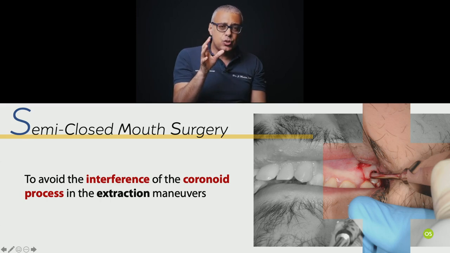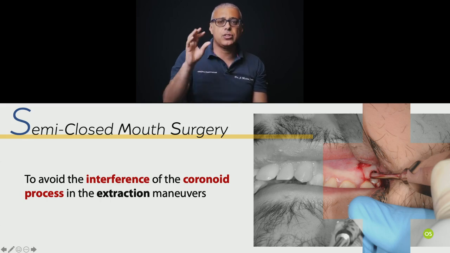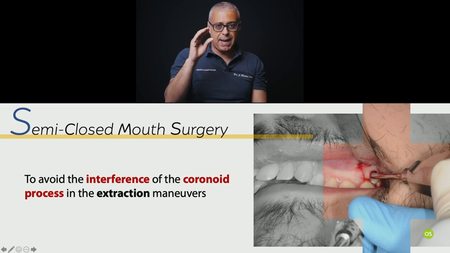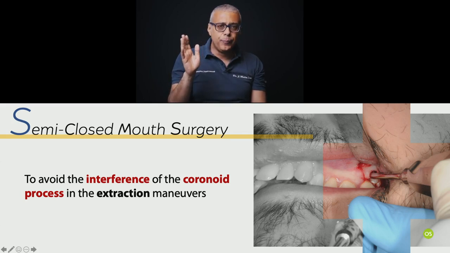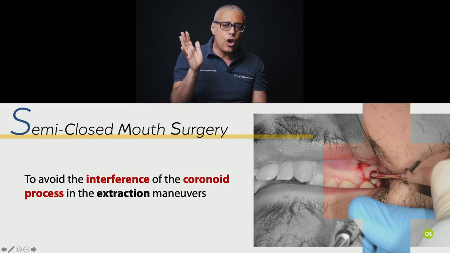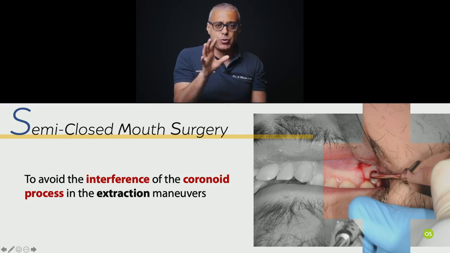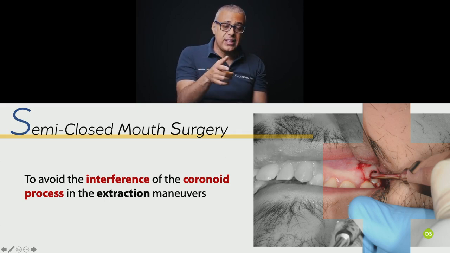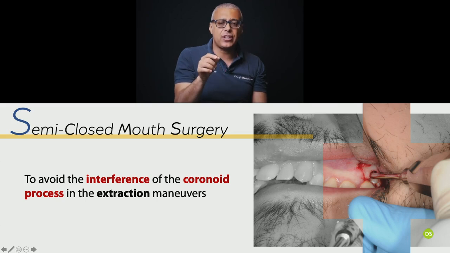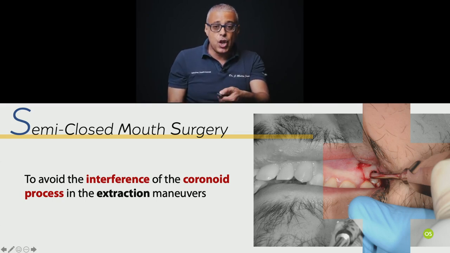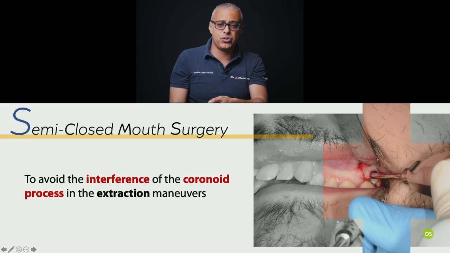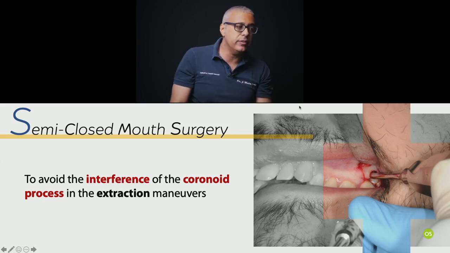So what I tend to do is ask my patient to close the mouth, not completely, but slightly, and to tilt the head in the opposite way of the tooth I am trying to extract. Using a long Langenbeck retractor, as we see in this image, we're going to have the correct axis, not having the lip in between, not having the interference of the coronoid process, and having good visibility.